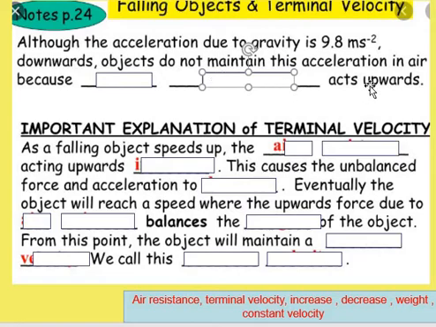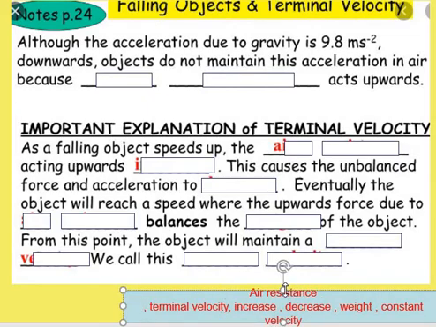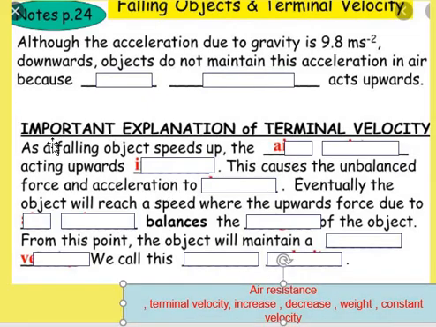What is moving up against that falling object? You can use one of these terms here to help you. Which one is it? Then as a falling object speeds up, the what acting up against the object is going to increase. The air resistance, that one, increases. And this causes the unbalanced force and acceleration to change, so it's the opposite force.